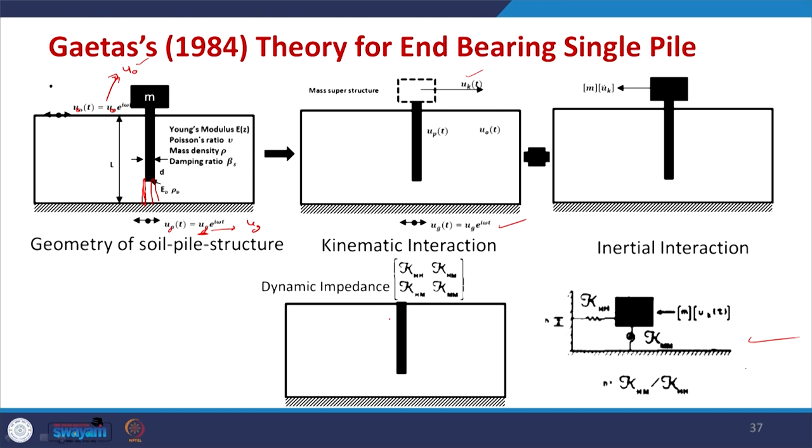For finding dynamic impedances of a soil-pile system, what is done? Number one, you do not consider the inertial force or the mass on the top. And you apply the load at the pile head, and at the same point you find the displacements.